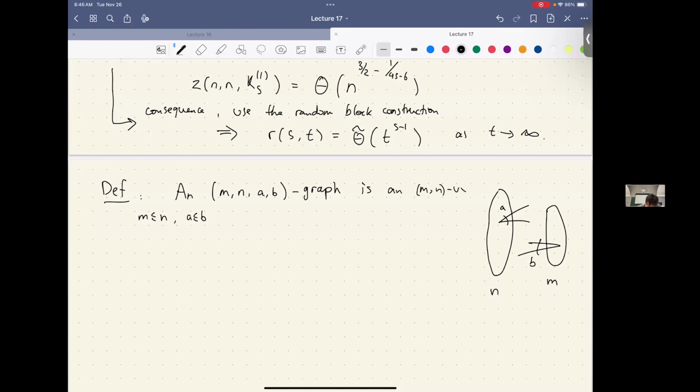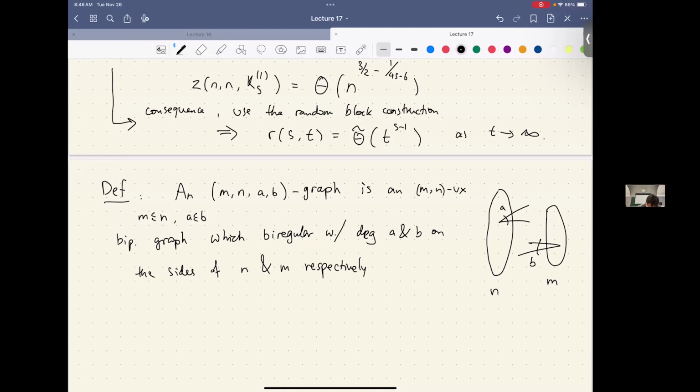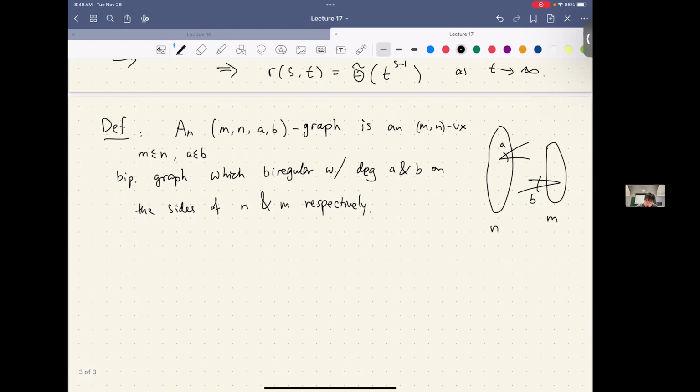Biregular is an (m, n)-vertex bipartite graph which is biregular with degrees a and b on the sides of n and m respectively. Very simple. Now, let's look at the neighborhood clique graph.